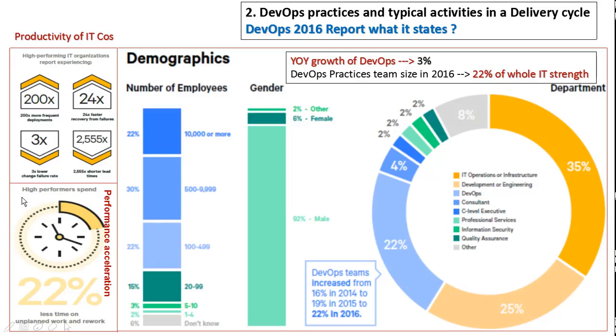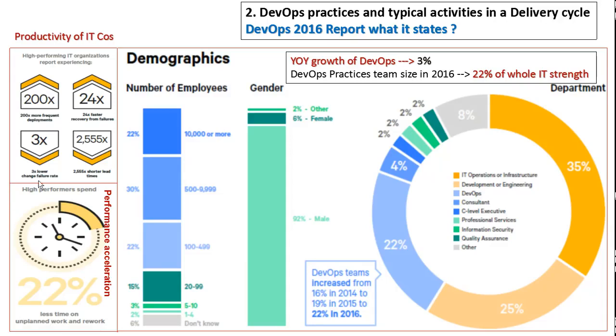And overall, high performing IT organizations report experiencing 200 times faster, more frequent deployments comparatively with the earlier stages in the traditional method, and 24 times faster recovery from failures, and 3 times lower change failure rate. It means the failure rate is decreased, obviously, because of the short cycles, short requirements, and short lead times that are helping them.